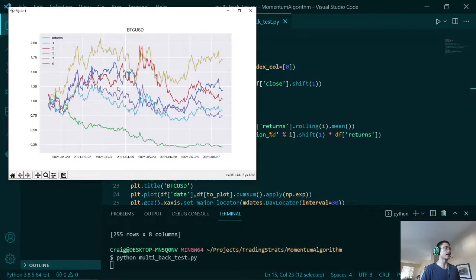Now, as you can see here, we have our moving averages of 1, 3, 5, 7, and 9. And we have that compared to our returns in dark blue. So it looks like they're all performing pretty poorly, except for this gold one, which is the 7-day momentum strategy. So if I were building a Bitcoin trading bot right now based on momentum, I would probably go with the 7-day. And I would probably start off with paper trading and see how well it does.